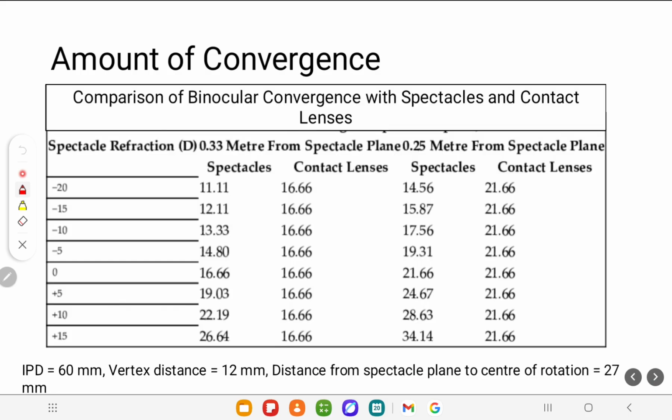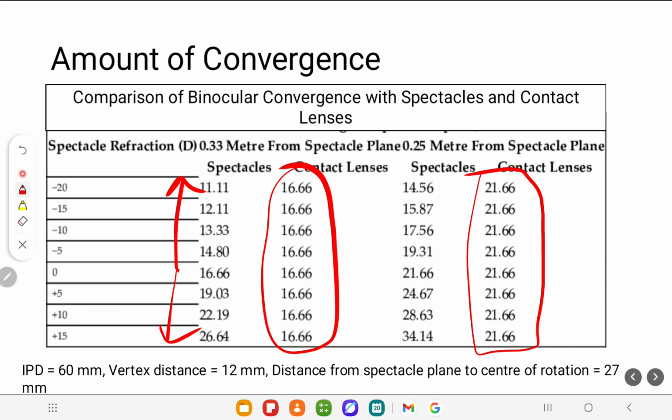So see, this is the basic thing. Basically, contact lenses exert this kind of convergence. In spectacles, as the minus power increases, convergence decreases. As the plus power increases, convergence increases. So in contact lenses, for a certain distance, 0.25 meter, there is this kind of convergence, and from 0 going to the myopic side, convergence decreases. In hyperopia, convergence increases. Can we see this from another point of view?